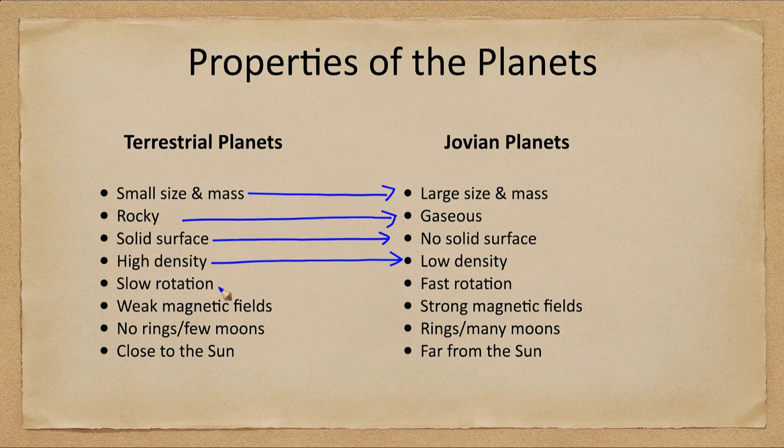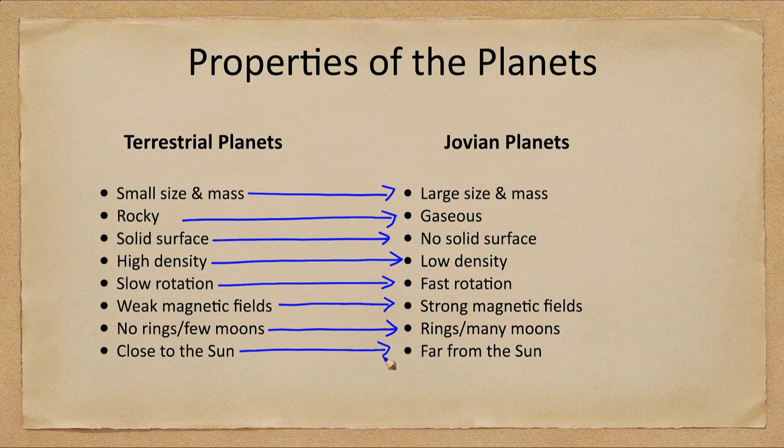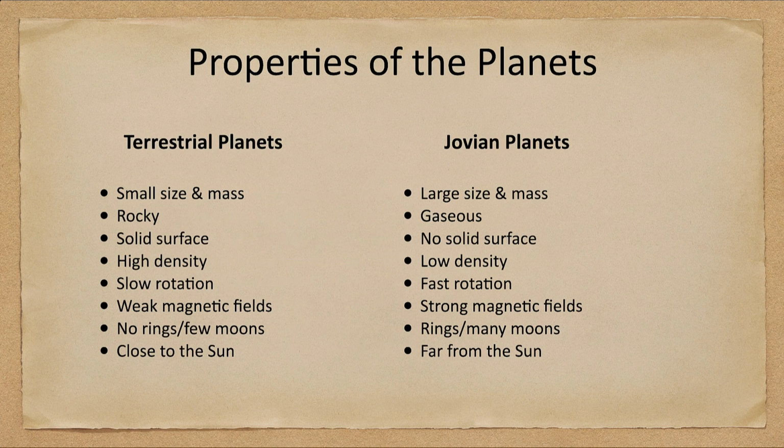The terrestrial planets rotate slow, the Jovian planets fast. Magnetic fields are very weak on the terrestrial planets, but very strong on the Jovian planets. Terrestrial planets have no rings and hardly any moons, while each Jovian planet has a ring system and a good system of moons as well. And then finally, terrestrial planets are close to the sun, while the Jovian planets are far from the sun.